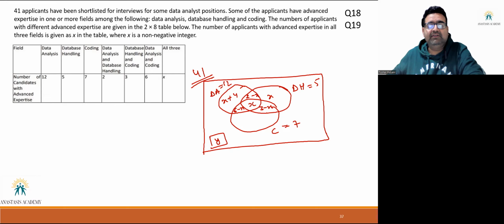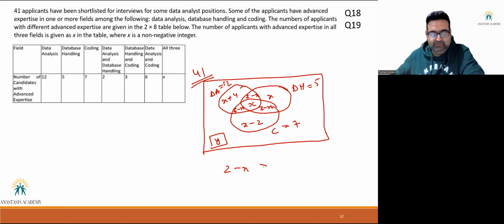7, maybe 6 plus 3, 9 has already been taken. So I have to subtract 2. So I've got all the values in terms of x. Here, all the values have to be non-negative. It cannot be that minus 1 people have taken expertise in data handling, right? So among all the negative values, the smallest is 2 minus x. So 2 minus x has to be greater than or equal to 0, which means x at best can be 2.